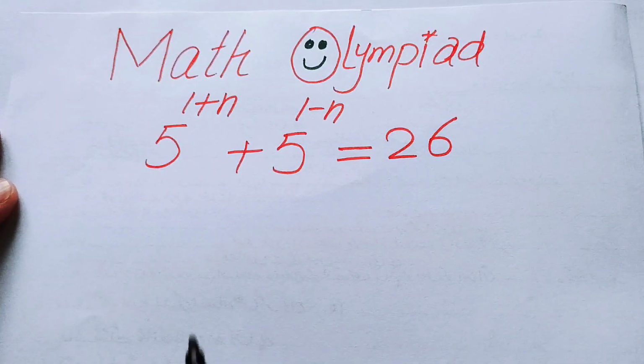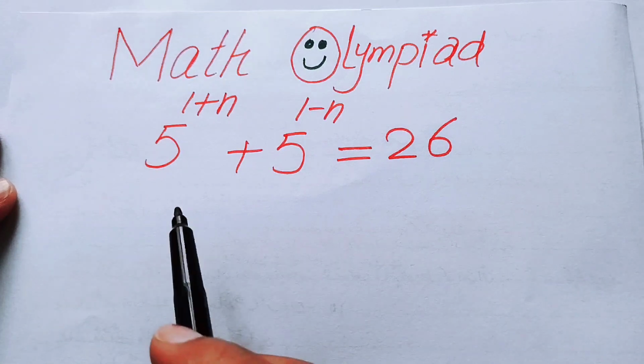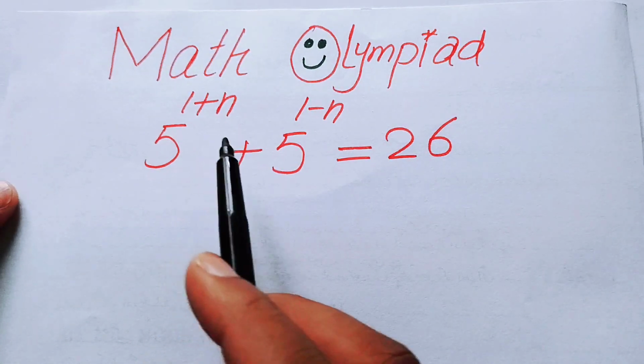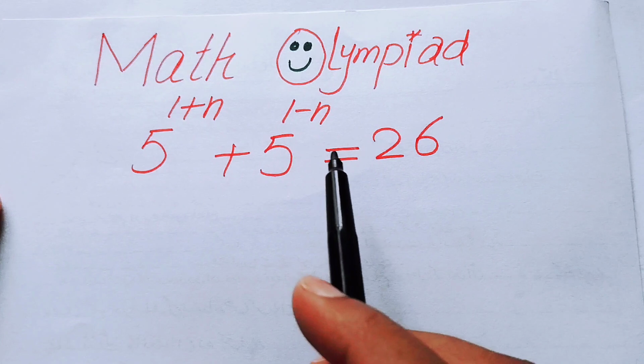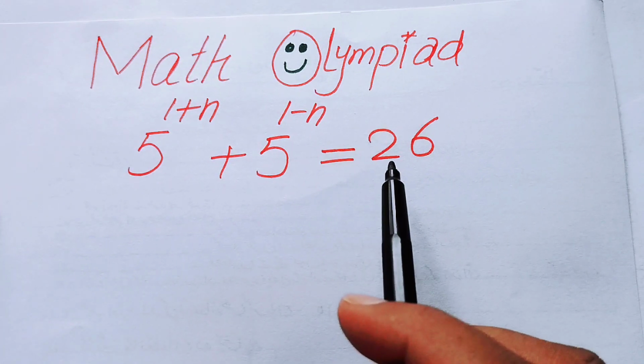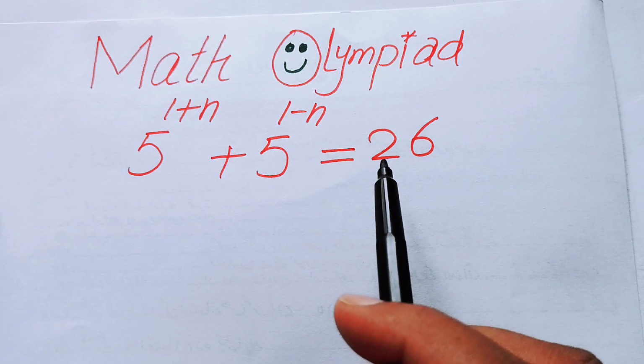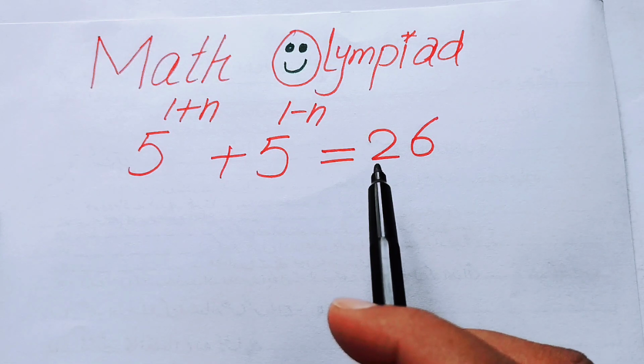In this video we are going to solve this nice algebra problem. Here we have 5 to the power of 1 plus n plus 5 to the power of 1 minus n is equal to 26, and we will solve this problem for the values of n.